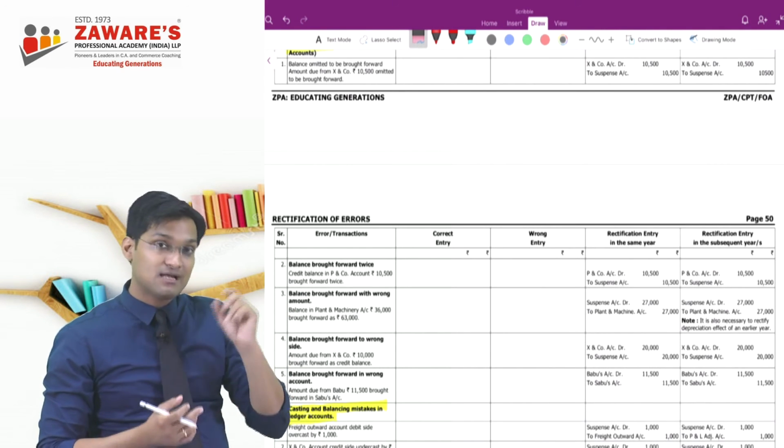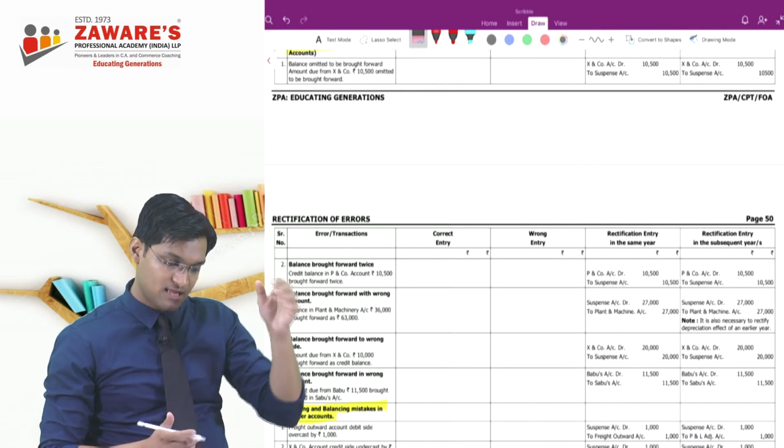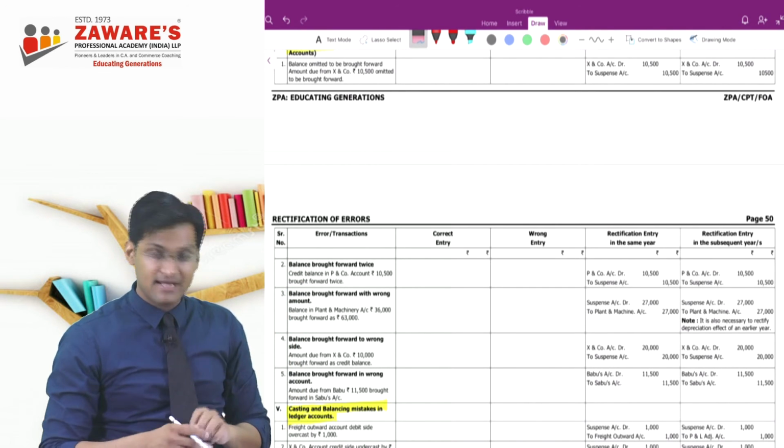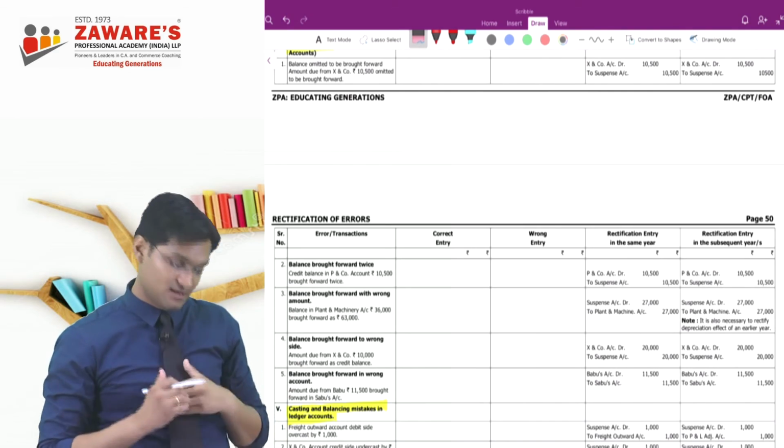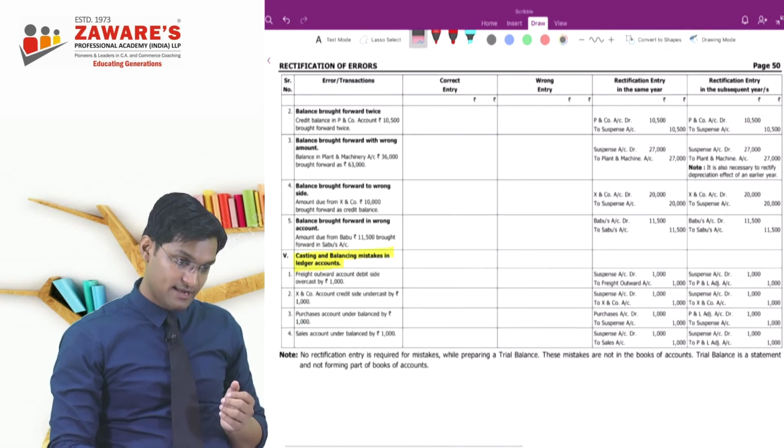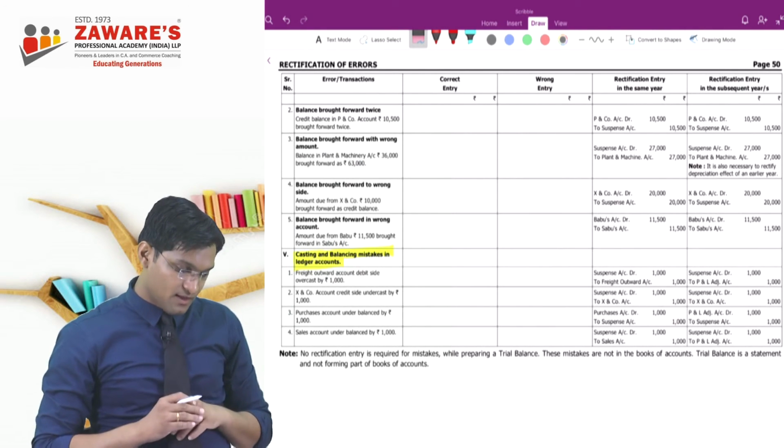No problem. X and company's account में debit balance होना चाहिए था. We will debit him and then we will credit suspense account. So even if this error is rectified in the subsequent year, entry will not change.